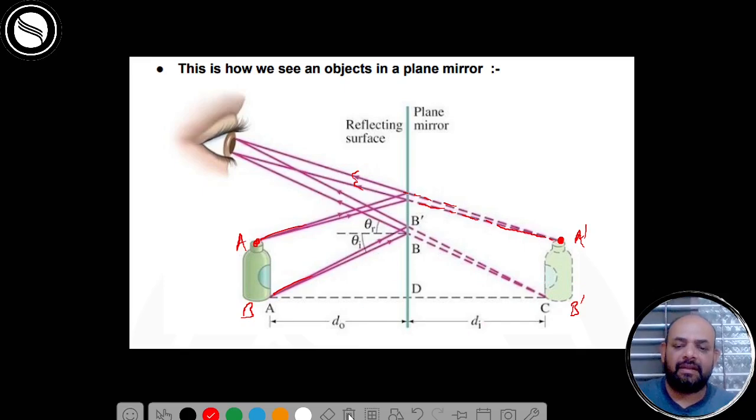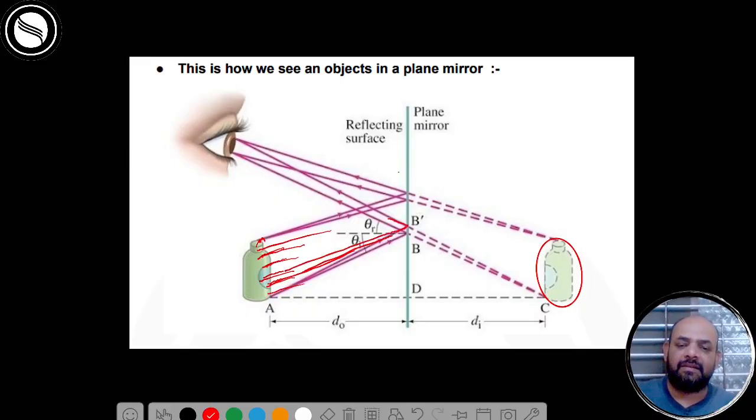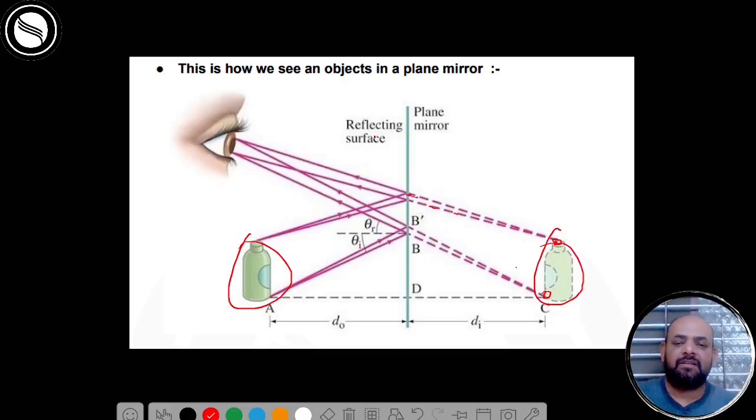This type of image we can get with the help of a plane mirror. Each and every part is contributing, because we are getting the image of the whole bottle, not only the top and bottom. It means that from each and every point of the bottle, light is going and striking the surface of the mirror and bouncing back, and those reflected rays enter our eyes and we get the image. But we assume that these rays are coming from somewhere behind, and there we get the image. So this is the object and this is the image. This is how an image is formed in a plane mirror.